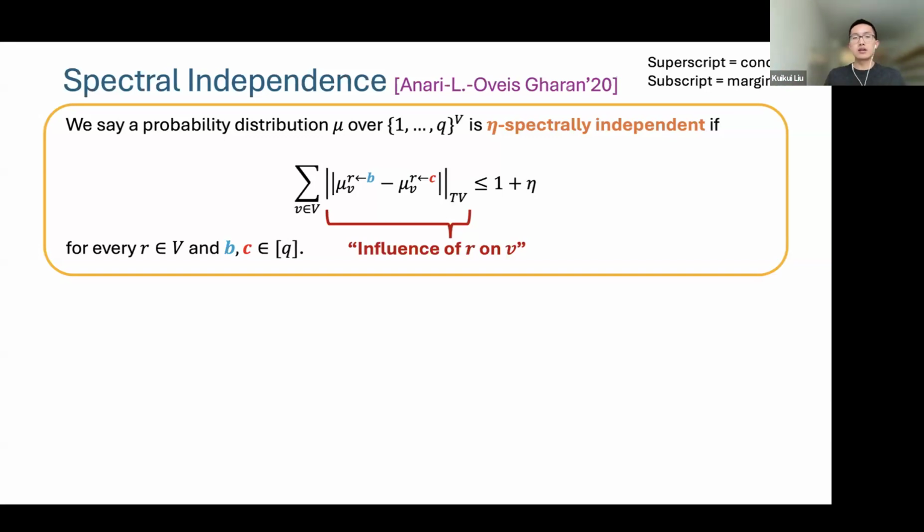Now we'll say our distribution is eta spectrally independent if the total influence of the vertex R, the sum of all the influences, is upper bounded by some constant eta plus 1. The plus 1 is there for technical reasons. It's just to cancel out the case where V is equal to R in the sum on the left-hand side. One way you can interpret this bound is that you're upper bounding some notion of distance between the distribution conditioned on R getting B and the distribution conditioned on R getting C.